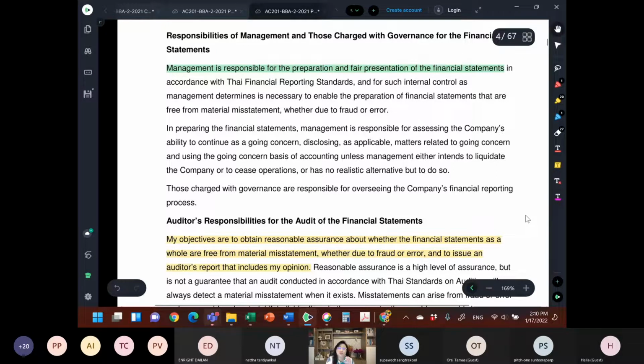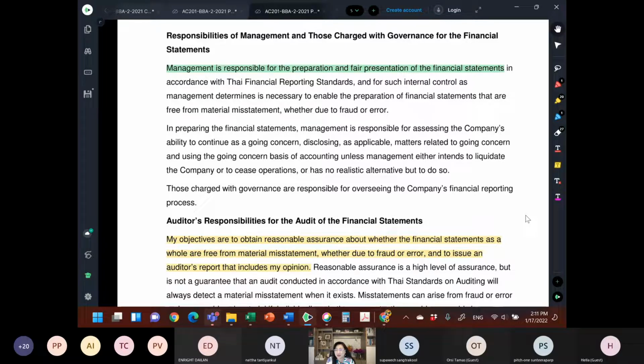Okay, so the management is the one who is responsible for the preparation and fair presentation of the financial statements. As I said, they have to arrange certain systems in order to be able to gather the information. They may have an accountant within the organization, or they may ask an accountant outside to help prepare the financial statements for them. So it depends. But they have to be the one who signs off because they are the one who is responsible, right, for the preparation and fair presentation of the financial statements.